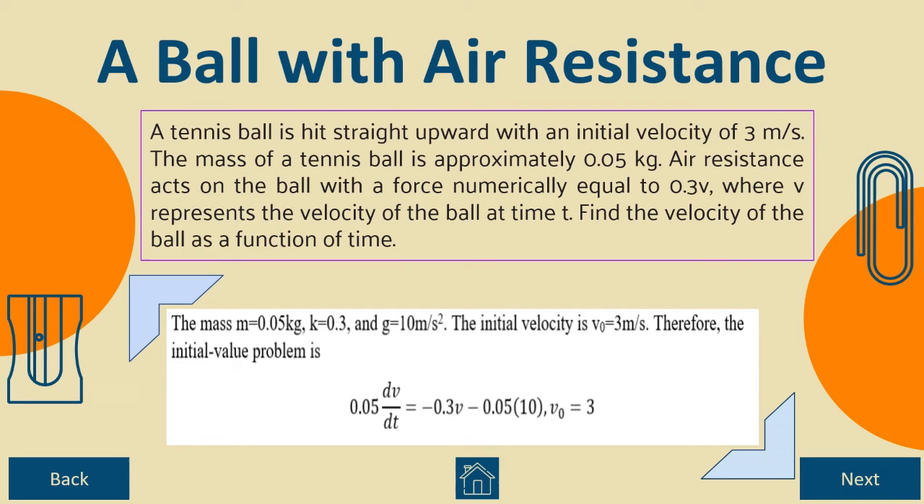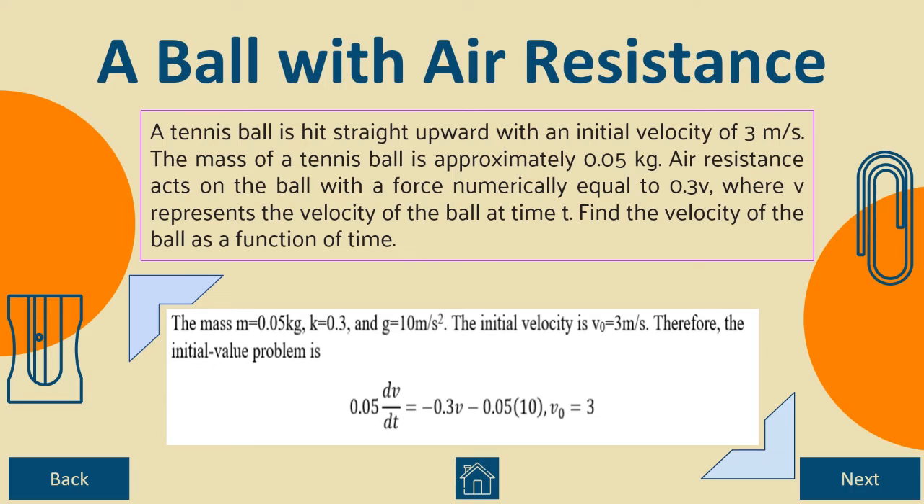The question is, a tennis ball is hit straight upward with an initial velocity of 3 m/s. The mass of a tennis ball is approximately 0.05 kg. Air resistance acts on the ball with a force numerically equal to 0.3v, where v represents the velocity of the ball at time t. Find the velocity of the ball as a function of time, so that the mass m equals 0.05 kg, k equals 0.3, and g equals 10 m/s squared. The initial velocity is v equals 3 m/s.